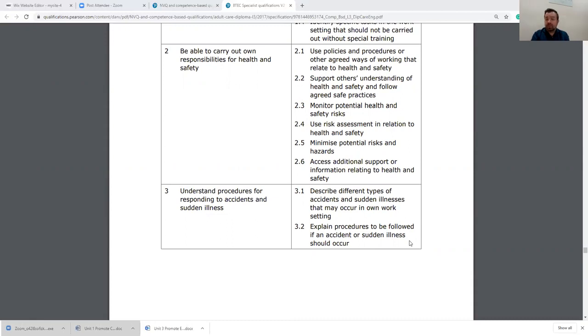2.2 is about supporting others to understand health and safety and agreed safe practices. So again, here you could talk about a time when maybe you've told somebody how to do something safely. Maybe you've shown them how to hand wash correctly. Maybe you've told them about removing PPE and where to put the clinical waste. Or it could be a very simple task, such as telling somebody about health and safety for moving and handling. But it's important that when we give instructions and tell somebody what to do, we tell them where to find the resources.